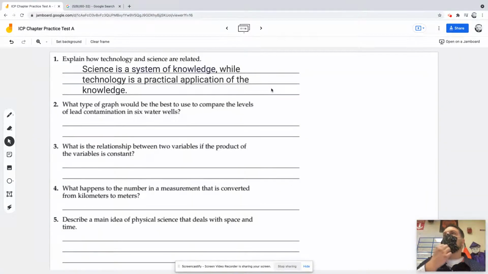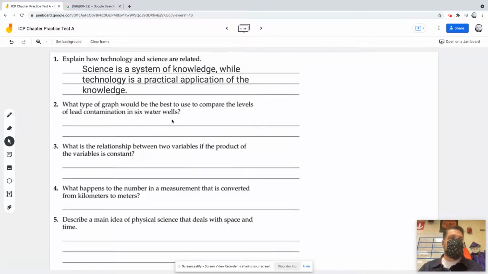So I know electricity exists. I know that electrons move and all that good stuff. But that doesn't do anything for me. The technology is I can feed that electricity through a light bulb. I can see. I could do work at night. Stuff like that. Okay? Question number 2.